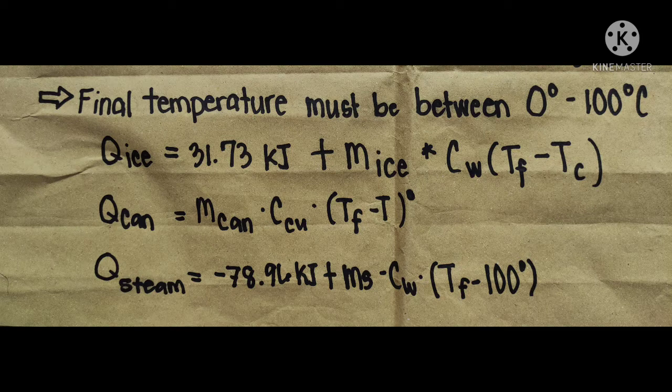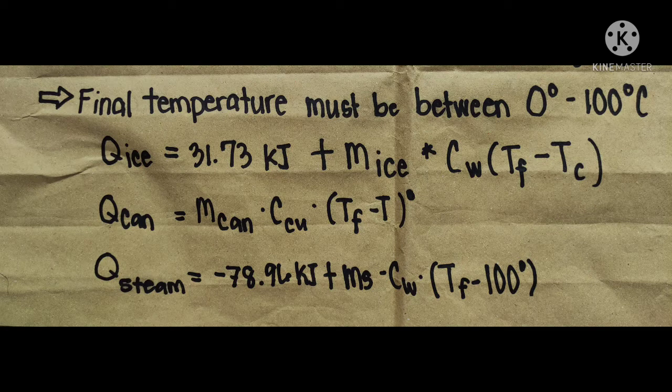Then we have the steam. Q of the steam releases heat in two processes. First, the condensation, which is calculated here as 78.96 kilojoules. Now, I should have put a minus here because it's releasing heat. So therefore, I put the minus here.